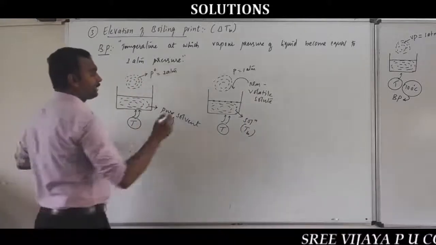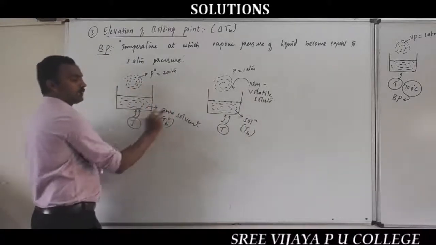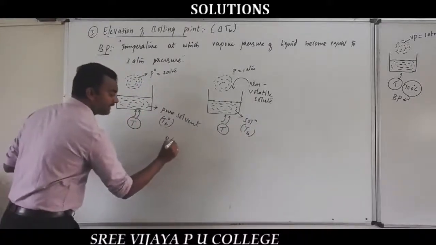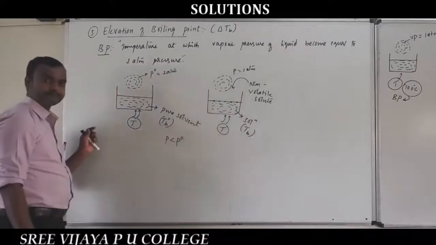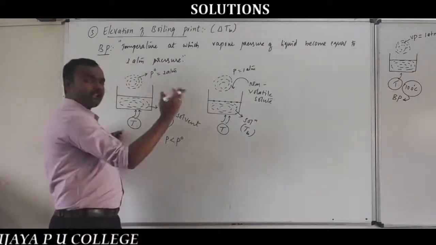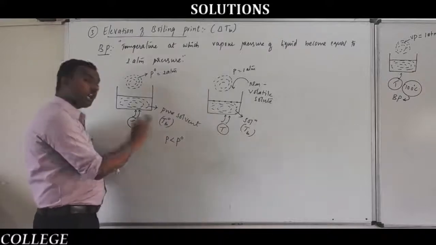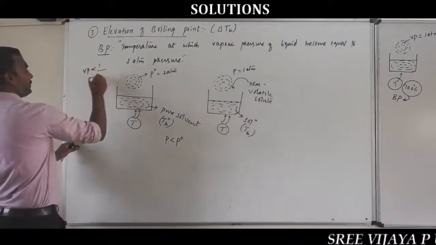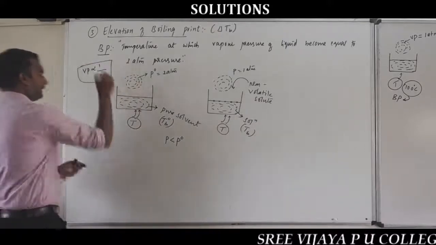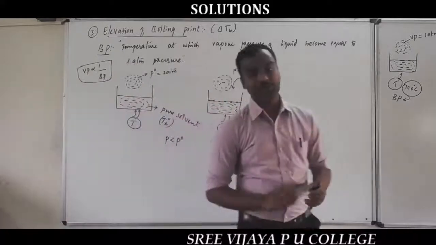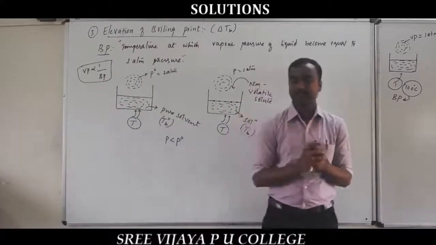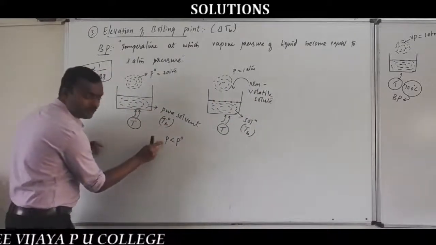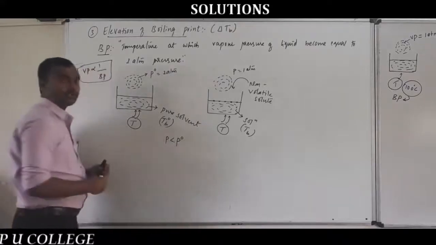Before that, I am going to compare the vapor pressure of the pure solvent and the solution. Already we know that the vapor pressure of pure solvent is always higher than the vapor pressure of the solution. Also, as I said in a previous class, vapor pressure is inversely proportional to boiling point. Please remember this relationship. So P is less than P0, that is, the vapor pressure of the solution is less than that of the pure solvent.